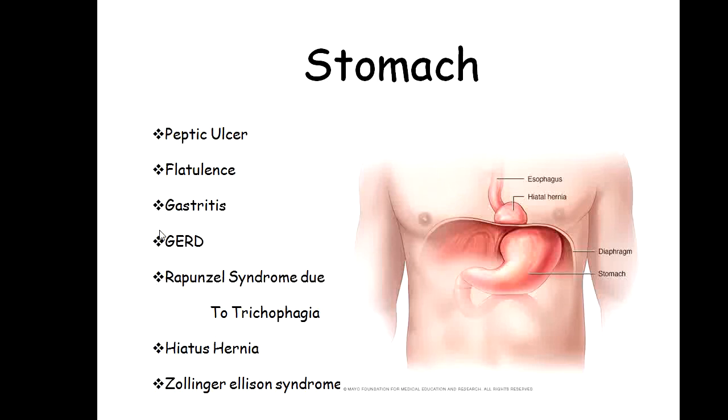This leads to vomiting. This leads to malnutrition. This leads to various types of ulcers and various types of gastritis. This has multiple symptoms, so this is called a syndrome. This is called Rapunzel syndrome.